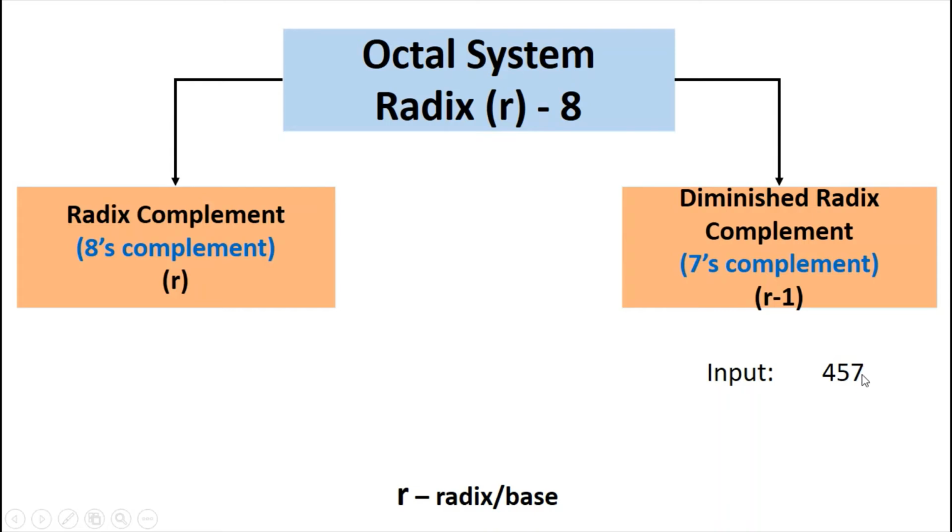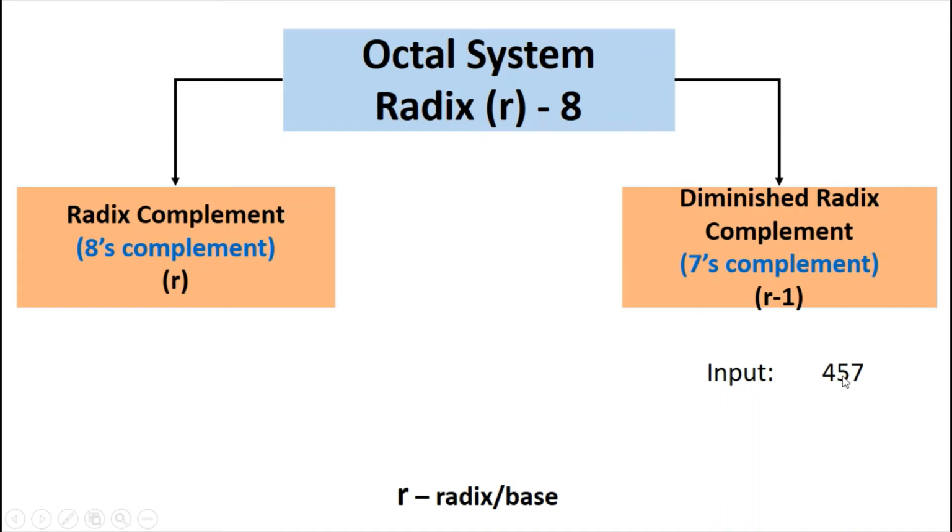Now, as you can see, the highest possible digit in our octal system is 7. So all the digits should be either less than 8 or up to 7. Okay, so 457 is a valid octal number.